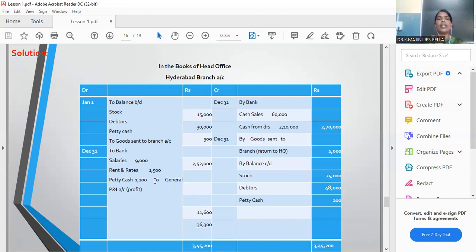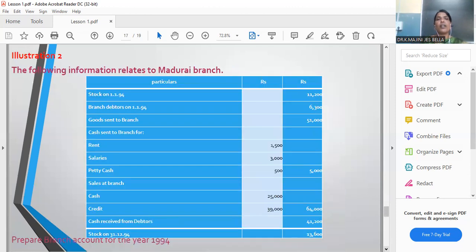So you should write here on the debit side, to general profit and loss account. That is the profit we will transfer to the general profit and loss account. If the debit side total is more than the credit side total, then it is the loss of the organization. I hope you have understood illustration 1.